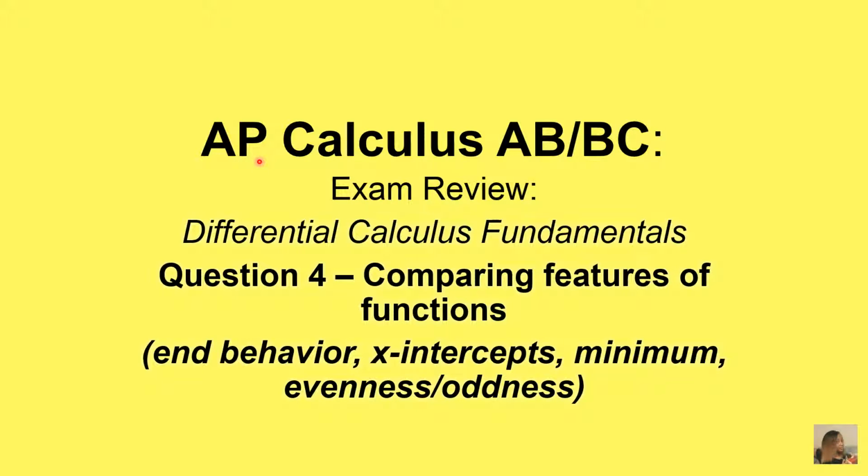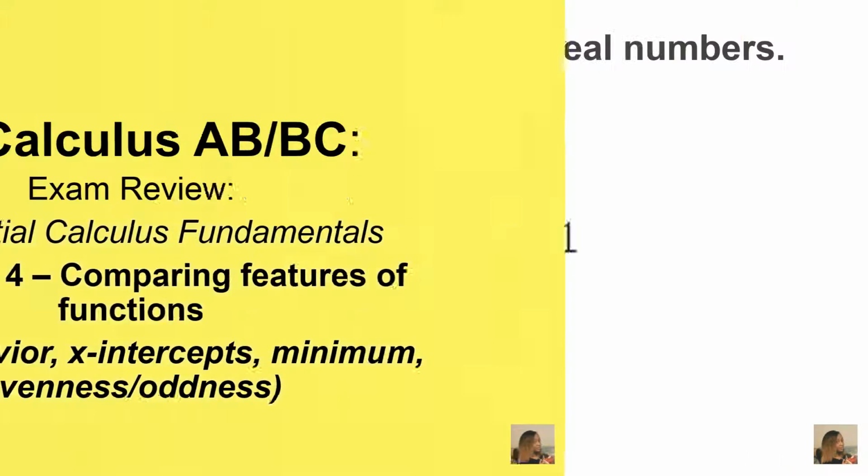AP Calculus AB/BC Exam Review, Differential Calculus Fundamentals, Question 4: Comparing Features of Functions. So we're going to examine end behavior, x-intercept comparison, minimum comparison, and even or oddness comparison in this particular question.